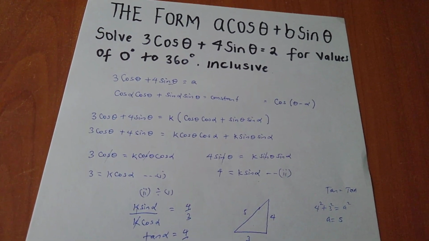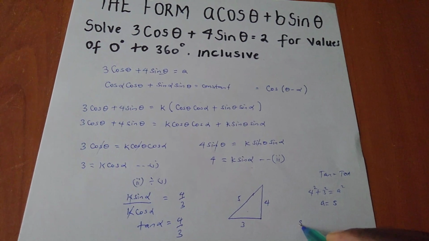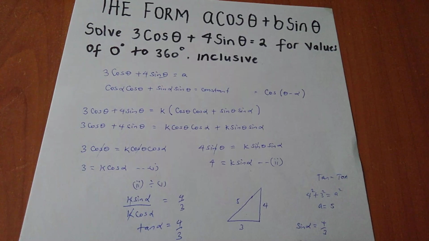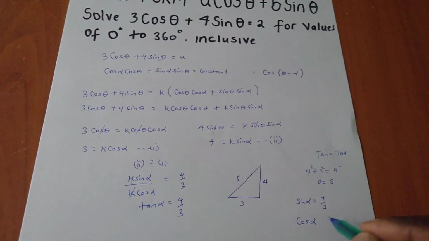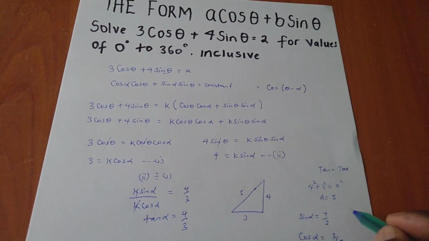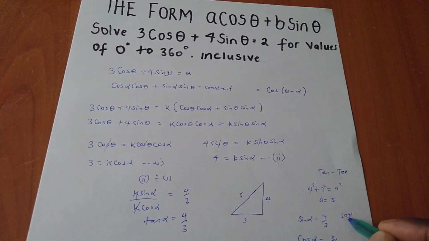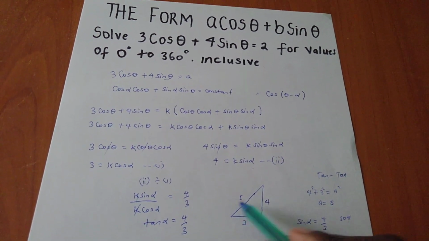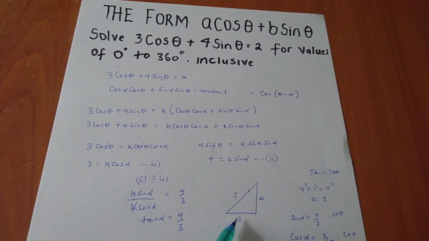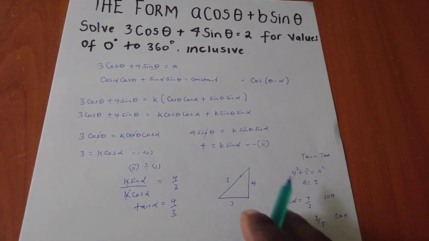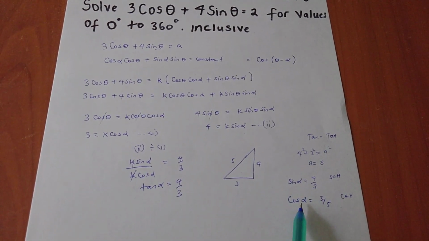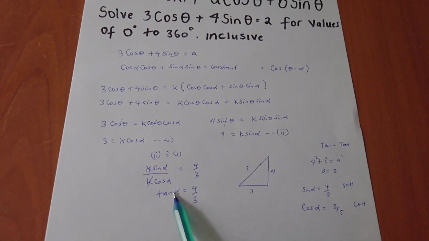So from there, I'll be able to say that sine alpha will equal 4 over 5 and cos alpha will equal 3 over 5. Remember, the sine is opposite over hypotenuse and the cos is adjacent, which is 3, over hypotenuse. So I think you are well versed with what I'm talking about. So I have my sine alpha equals that, cos alpha equals that, and tan alpha equals that.